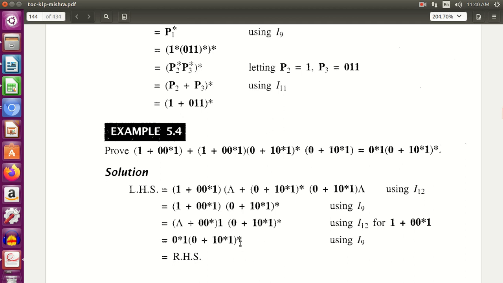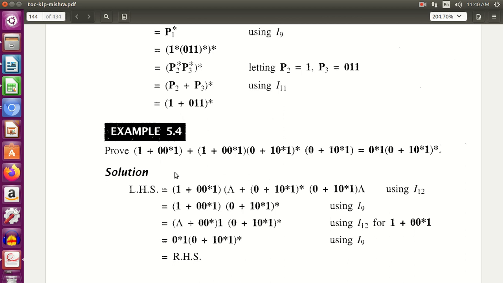We have just used the identity I9 twice, okay, and otherwise we have taken some portions common out of the expression, and this is how we have derived the right hand side of the expression from the left hand side. Okay, this is quite easy.